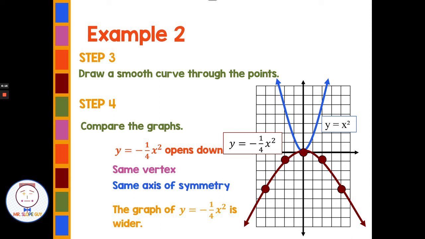If we make our comparison, the first thing we notice right away is that our graph opens downward. They do have the same vertex at 0, 0, and actually they have the same line of symmetry, the same line that cuts it in half. My graph, the new one, y equals -1/4 x squared, is wider than the original. And that happened with this 1/4 part. This fraction made the whole graph a lot wider than the parent function of y equals x squared.